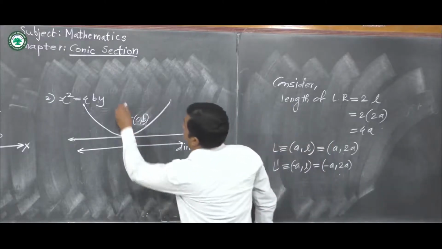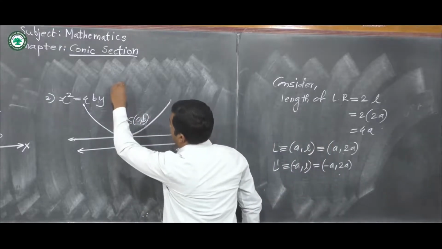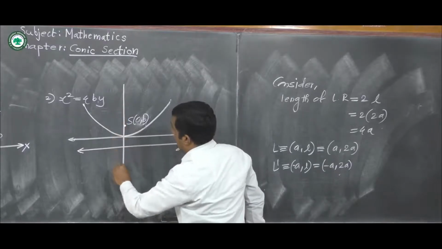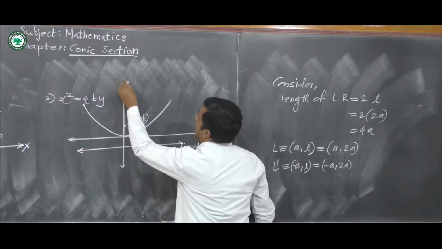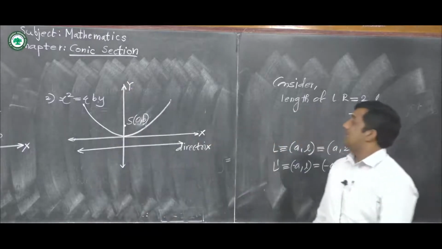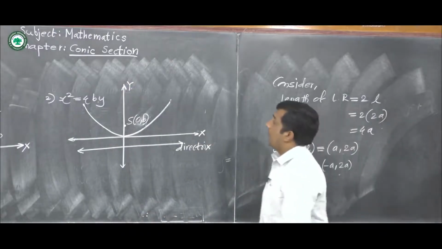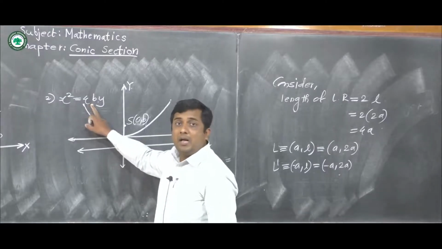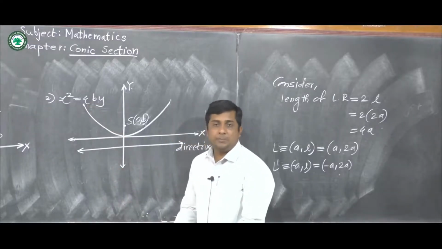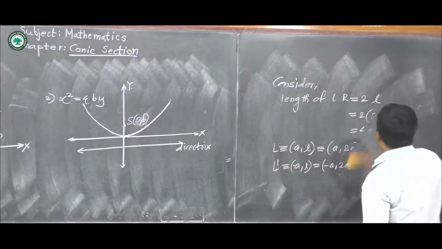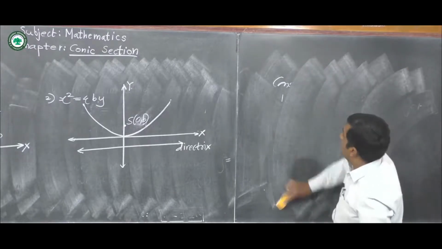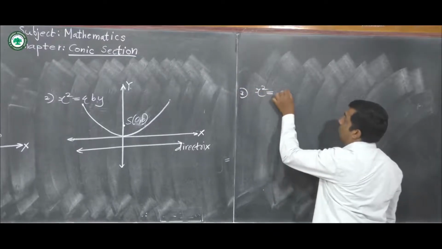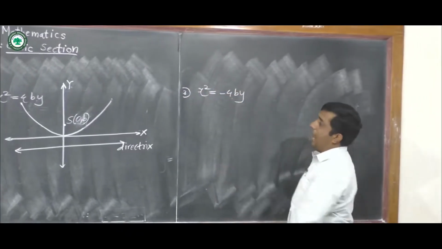We consider the y-axis. Here the y-axis is the axis of symmetry. So for x square is equal to 4by, our figure is like this. Then we go with our third standard form. Here is x square is equal to minus 4by.